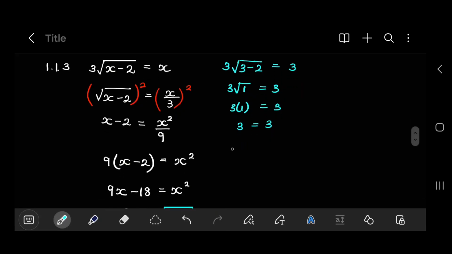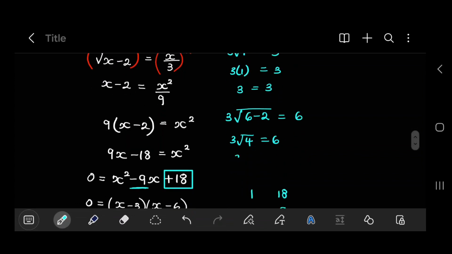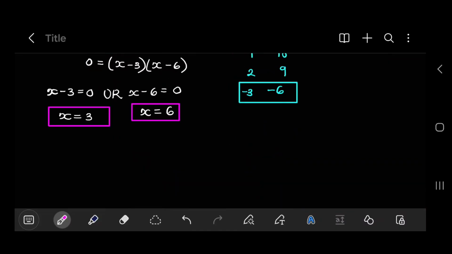Let's now try 6. So we're going to have 3 square root 6 minus 2 is equal to, on the right hand side we have x, so we're going to substitute 6. Underneath the square root we have 4. Square root of 4 is 2. 3 times 2 is 6. So this works out as well. The left hand side is equal to the right hand side, which means that both of these answers are solutions to the question.